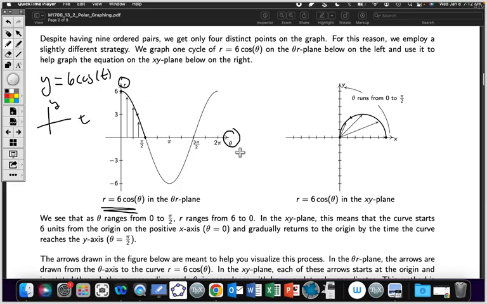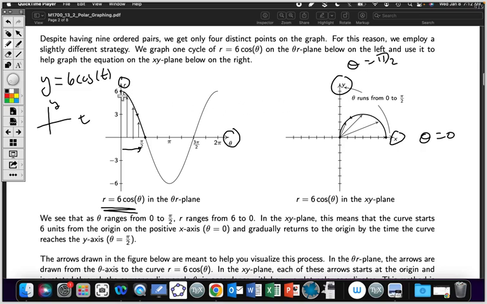So notice the labels here. This is in the r theta plane. This shows how r and theta connect. So between 0 and pi over 2, r goes from 6 and gradually decreases to 3. Remember, these cosine curves are smooth and continuous, so it gradually decreases. So what does that look like in the xy plane now? Theta equals 0 is the positive x-axis. Theta equals pi over 2 is running up to the positive y-axis. So theta going from 0 to pi over 2 here on the left corresponds to this rotation on the right.